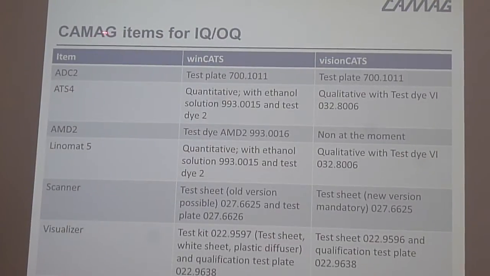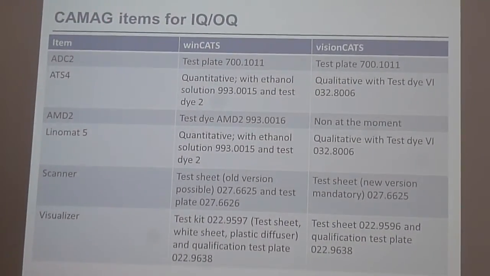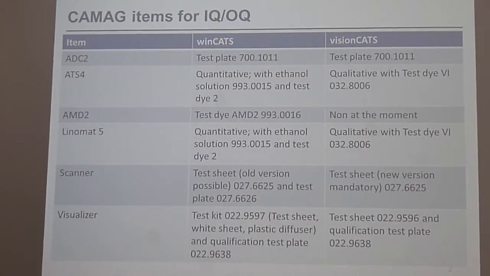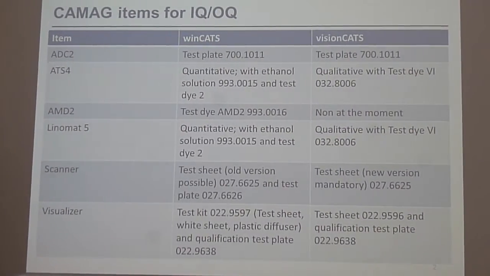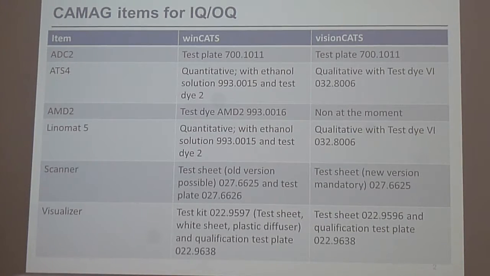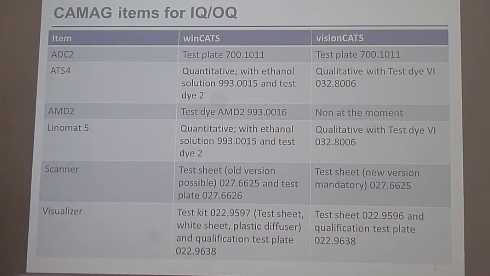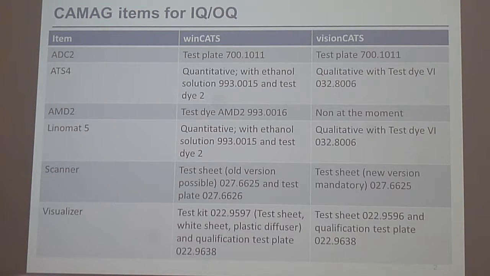I just made a chart of the instruments and WinCats and VisionCats. So the differences in qualification that you can see: with AEC2 there is no difference at all. So qualification is the same with VisionCats and WinCats. You need a normal plate, an HPTLC plate and a test plate, and with that you make one development and check if the drying is okay.